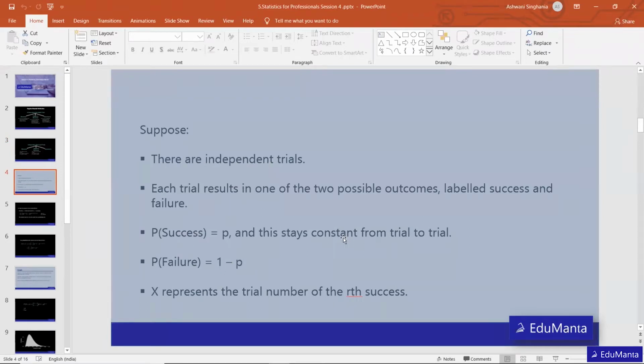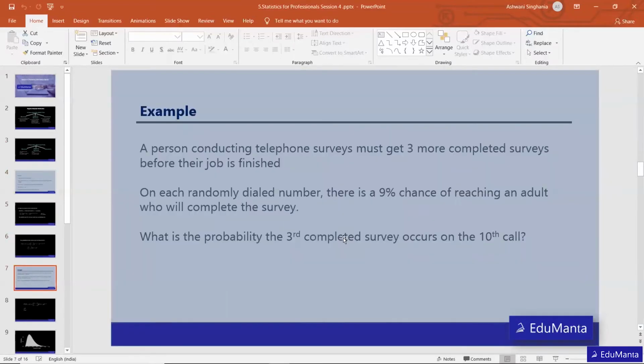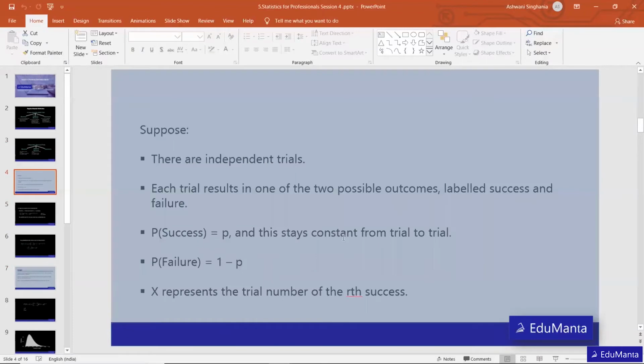So here is a small, let's go through this and then we will go to a question that explains the concept further. In negative binomial, there are independent trials. One trial is not going to be affected by the previous or the next trial. Each trial results in two possible outcomes, just like binomial distribution, that is success and failure. And the probability of success is going to be fixed. It will not change from one trial to another.